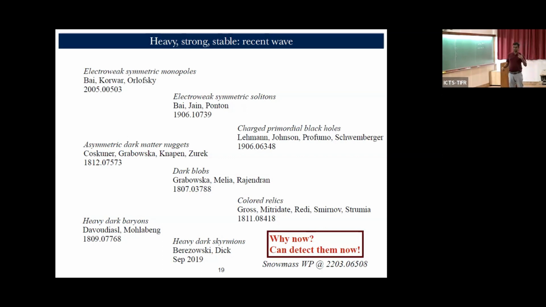We are producing heavy, strong, stable states. I'm not going to go through all these, but there are many more possibilities than I've listed here. This is slightly outdated, and I encourage you to go look at the Snowmass white paper that I coordinated with Daniel Carney that explores exactly this landscape. Okay, there's many models out there that give you exactly these large cross sections and large super heavy dark matter masses. Okay.